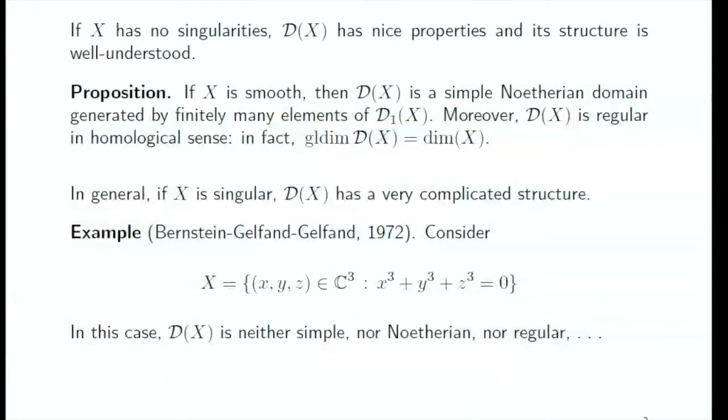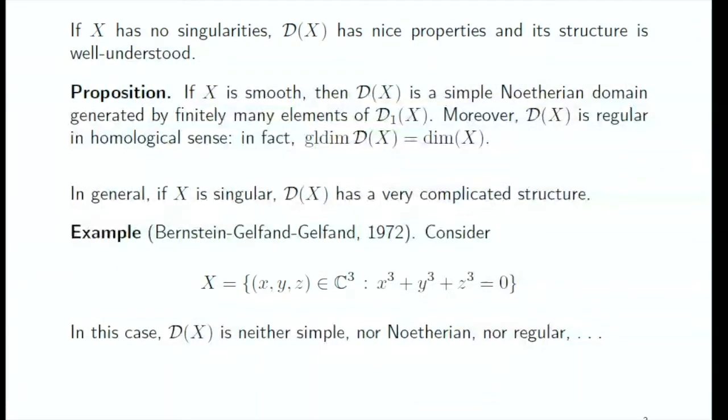Moreover, it has a very simple, sort of nice homological structure. It has finite global dimension, which is equal to the dimension of X. So this is well known. I don't even know who actually proved it first. But if X is singular, and I will not assume that X is smooth, otherwise the story will not be interesting, I will actually assume that X is singular.